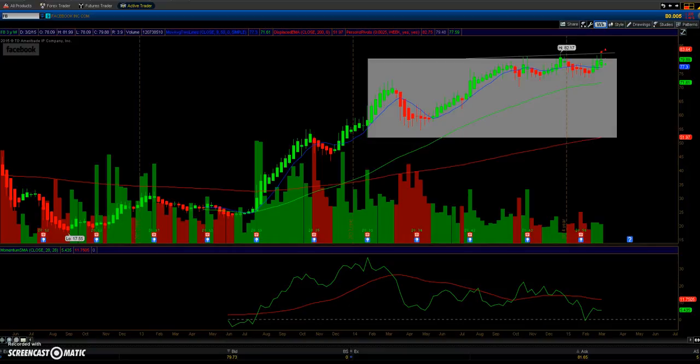This time we're going to take a look at Facebook, ticker symbol FB. A lot of people have requested that I go over this chart. And let's go to the chart.